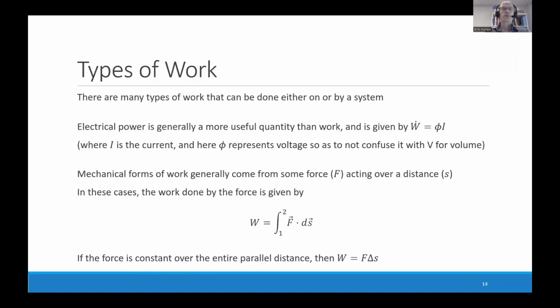There are many types of work that can be done on a system. One of the more popular ones is from electrical power. Note that power is energy over time, so power is actually equal to the rate of work being done, or capital W dot.